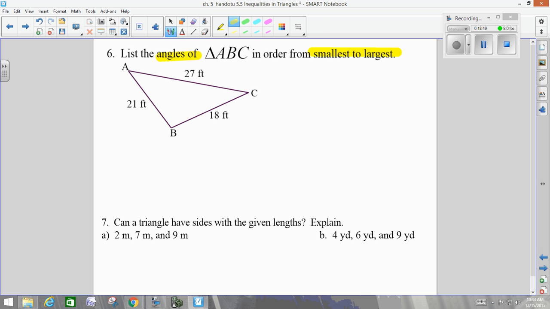Angle A, because it's across from the smallest side. Which one is the next smallest angle? And then B. Good. ACB.